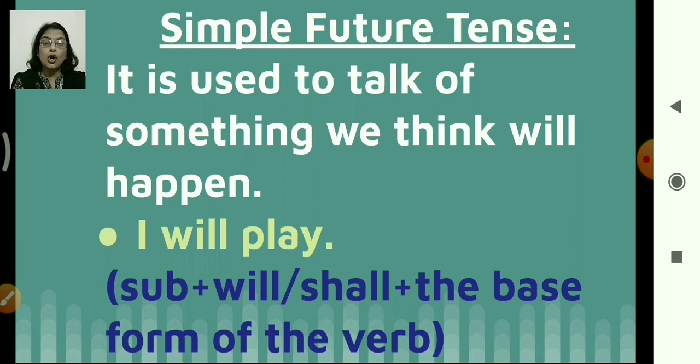It is used to talk of something we think will happen in the future. So of course you are going to use will or shall. I will play. So subject plus will, or you can also use shall, plus the base form of the verb. Whenever simple is there, you are using the base form. Whatever verb is there, you will use the base form. So that is the simple future tense.